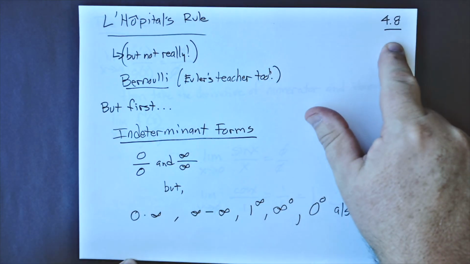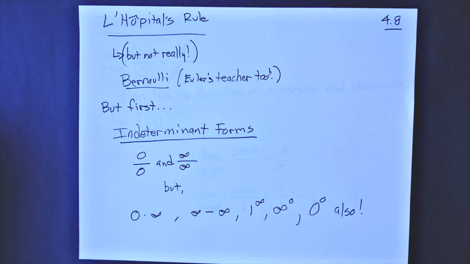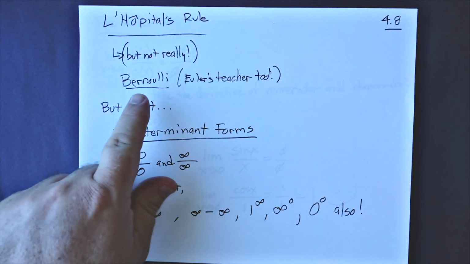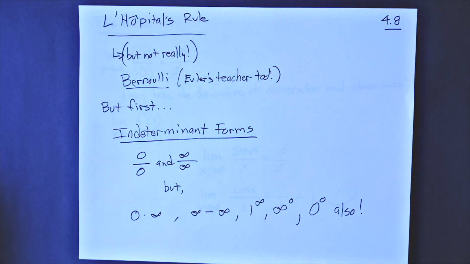Okay, we're starting here on 4.8, which is L'Hôpital's rule. L'Hôpital, Guillaume L'Hôpital, was a French mathematician, and he's credited with this tool that is, you'll soon find out, very handy for finding limits and things like that. However, he didn't actually find it. It got his name, but it was actually his teacher who came up with it. And his name is Bernoulli.